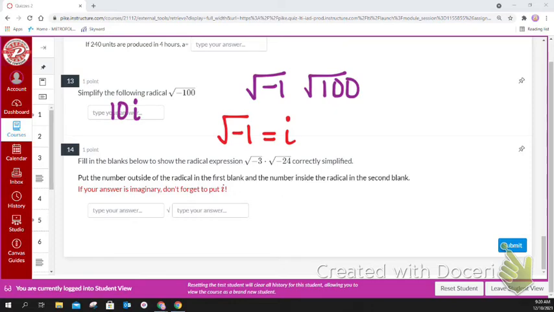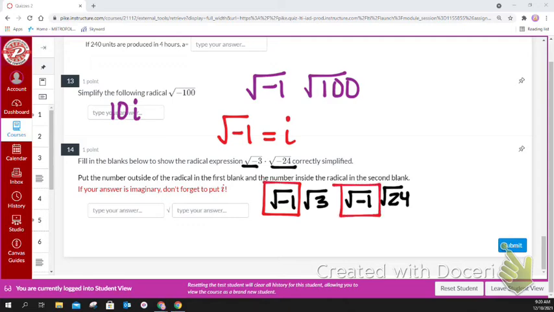So we're going to do the same thing with number 14, our last one. The first thing I'm going to do is break these apart into negative 1 times 3, and then negative 1 times 24. You have to take out that negative. You cannot multiply with a negative underneath the square root. So the square root of negative 1 is i. So these two become i. So I have i times i.